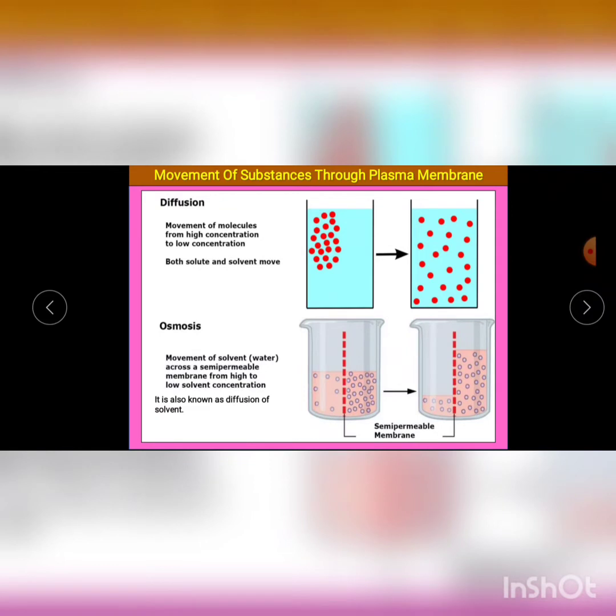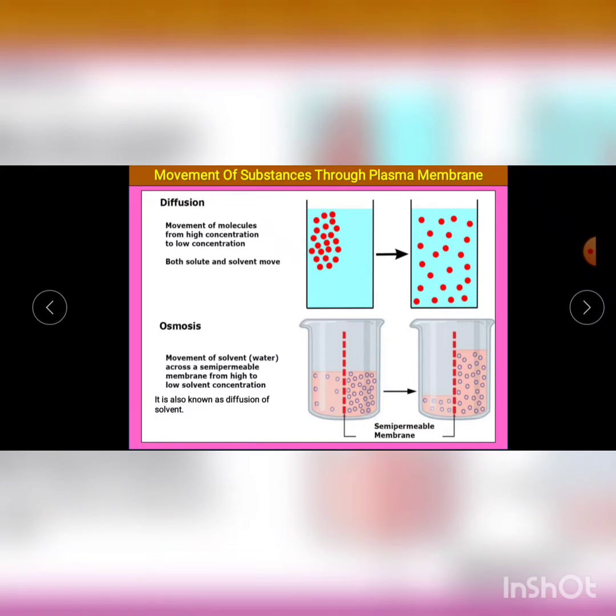So mainly there are two processes that facilitate the movement of substances without any use of energy, that is diffusion and osmosis. There is a slight difference between these two. Let's discuss that. Diffusion is movement of molecules from high concentration to low concentration. Wherever the molecules are more in number, it is called high concentration, and where molecules are less in number, it is called low concentration. And in the case of diffusion, both solute and solvent will move.